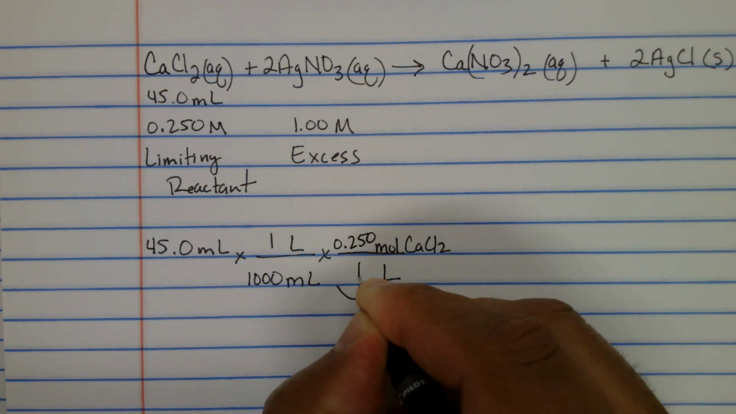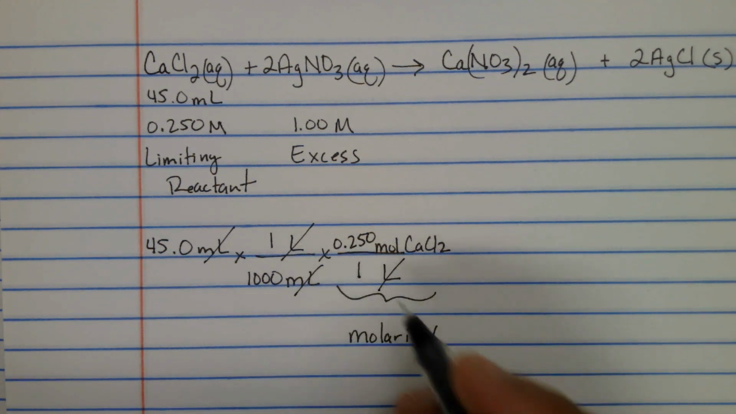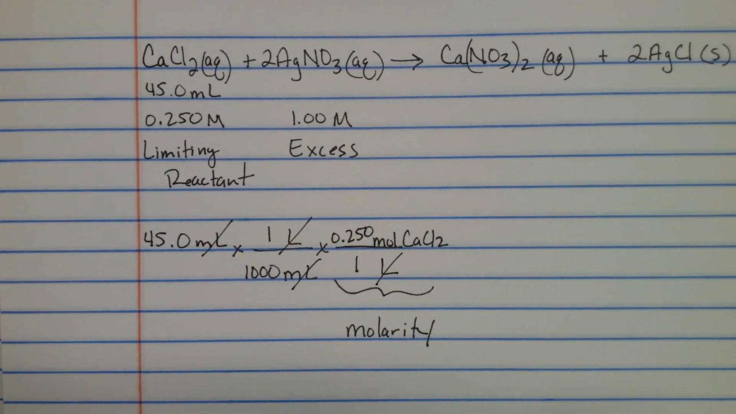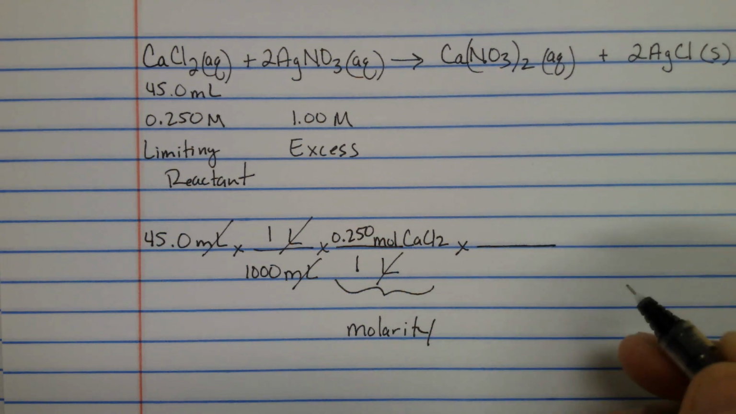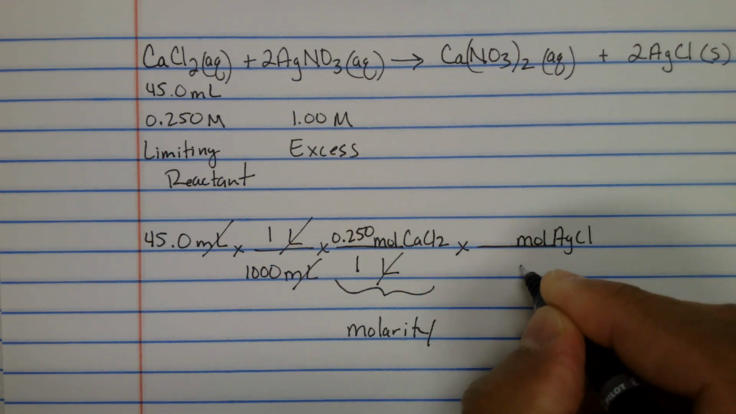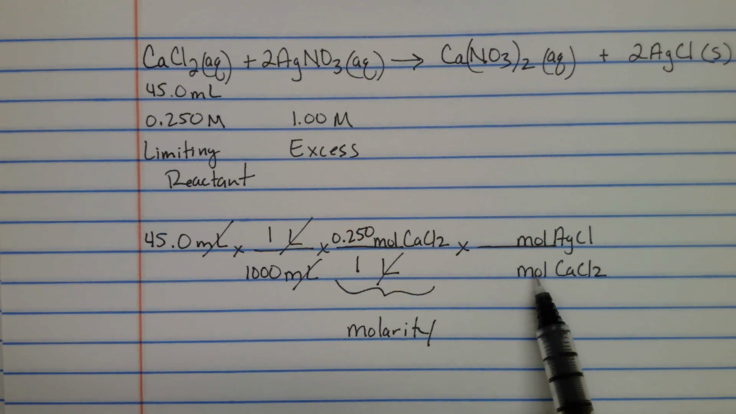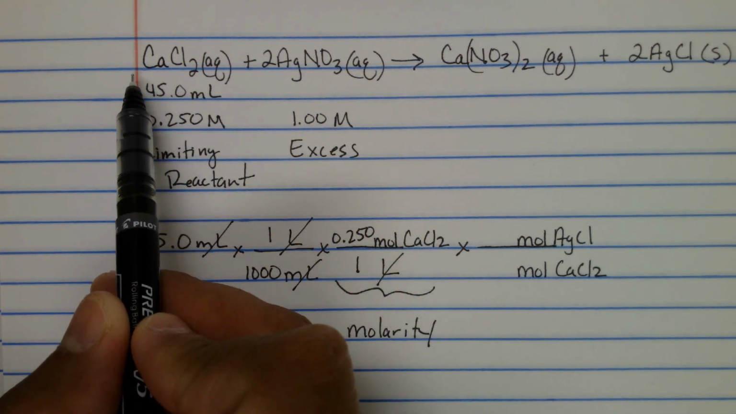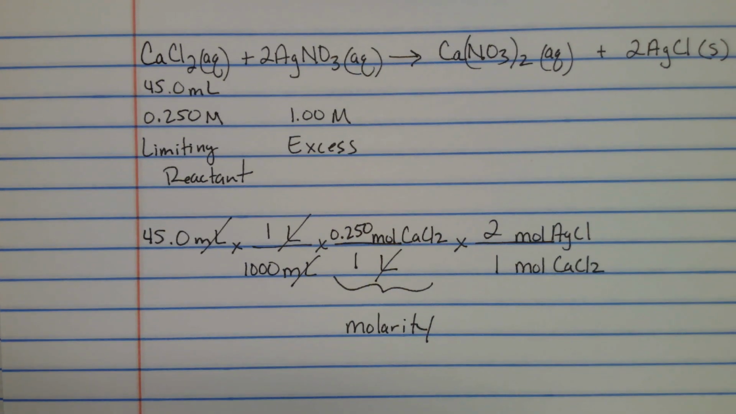0.250 mole of the calcium chloride per liter. So far, our milliliters and liters have canceled. I have now successfully converted to the mole of the calcium chloride. So what I can do now is convert to my precipitate, my product. So we'll convert to the mole of the silver chloride and cancel mole of the calcium chloride. These mole-to-mole ratios always come from the balanced equation. So according to the balanced equation, 1 mole of the calcium chloride will yield 2 moles of the silver chloride.